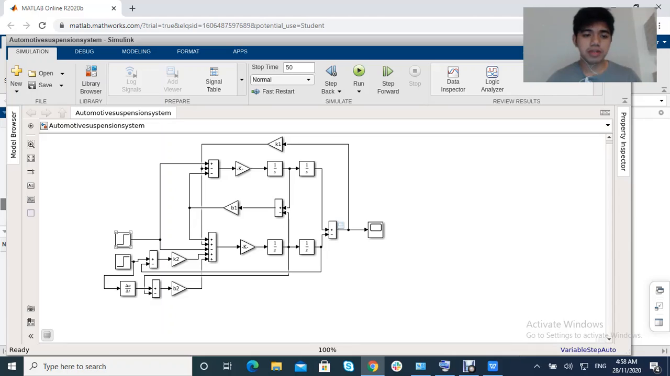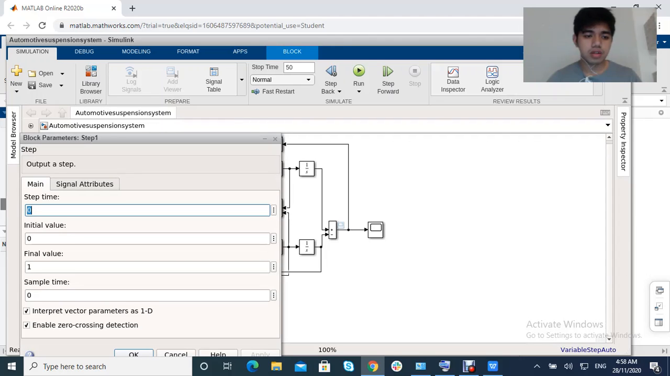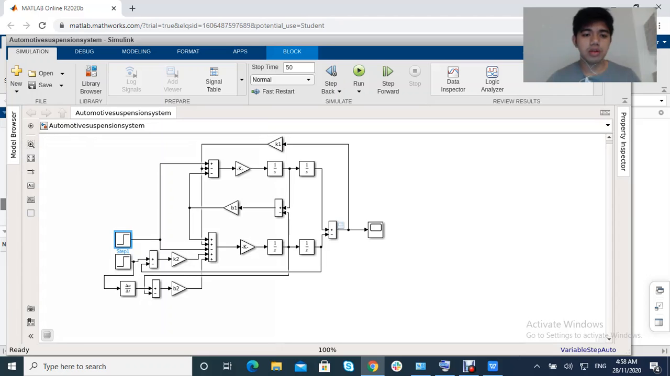Okay, so this is the step signal. The step signal is set to 0 and 1 for the initial and the final value, with the step time and the final value. As you can see, this will make the signal for this system. Going through the sum block here, this will enter K2, B2 going to the sum block here, and this will travel across and show you the output here in our scope.